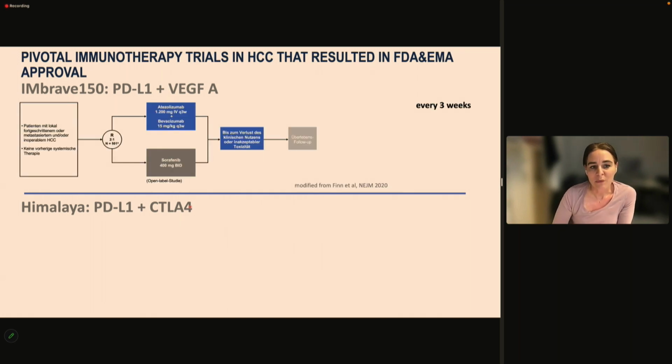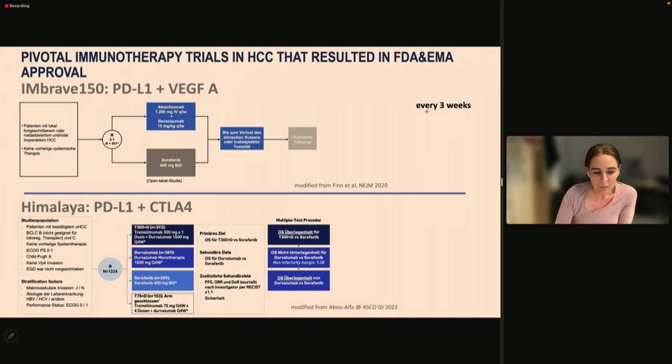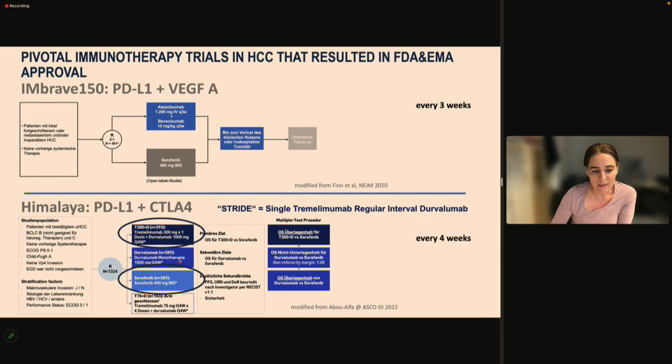Now, focusing on IMbrave 150, it's a pretty easy trial design. It's basically head-to-head atezolizumab and bevacizumab compared to sorafenib, and this is a regimen that's basically given to the patient every 3 weeks. For Himalaya, a little bit more complicated, and we just have to focus actually on the arms that are colored in blue.